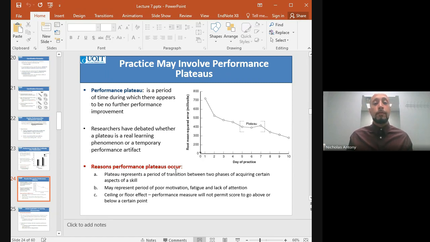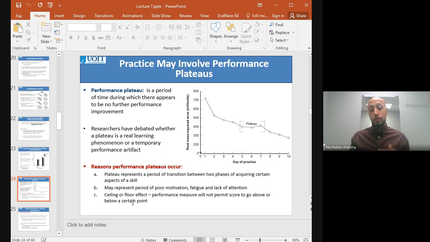And the reason that research has evaluated this is because it's common in different types of motor skills. And researchers have debated what the reason behind this is. Performance plateaus, or periods of time in which there appears to be no further performance improvement, can occur for one of three reasons. It could represent a period of transition between phases of acquiring certain aspects of the skill. So it might indicate that the participant has put stuff together and they're now trying to alter their coordination dynamics. So in this time the score of performance isn't increasing, but they're really changing their coordination, or they are integrating the regulatory features with vision better. Something is happening in that time where they're still learning and integrating information, but it's not directly relating to improved performance at that time.